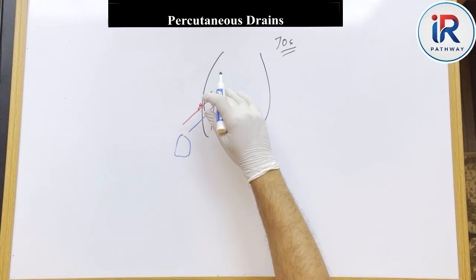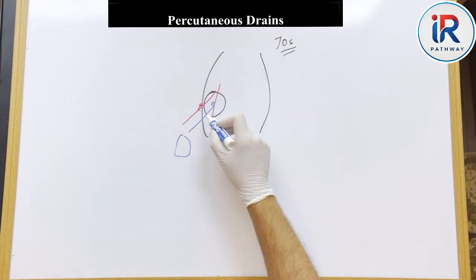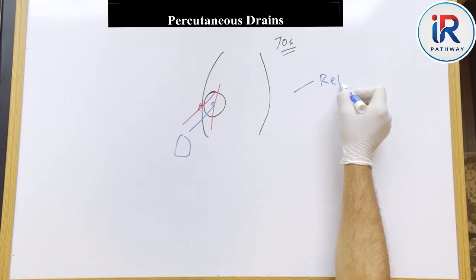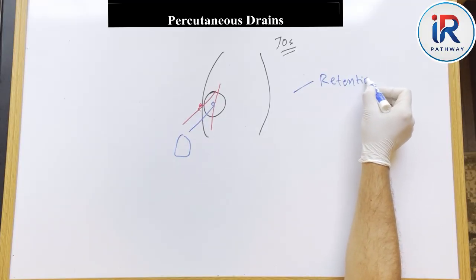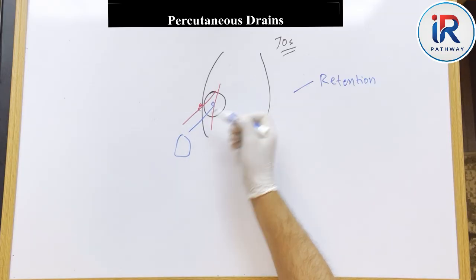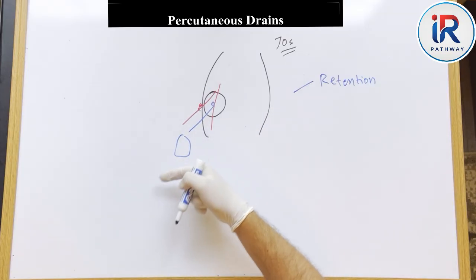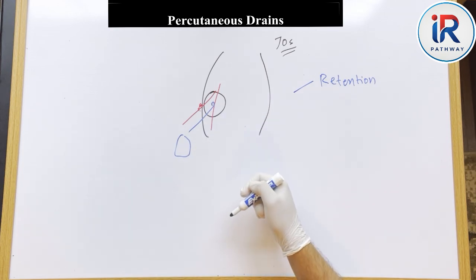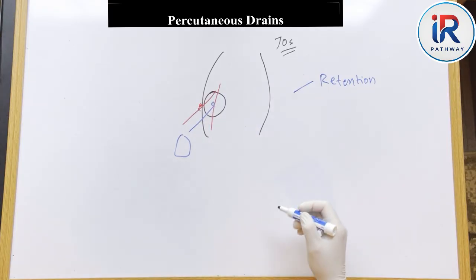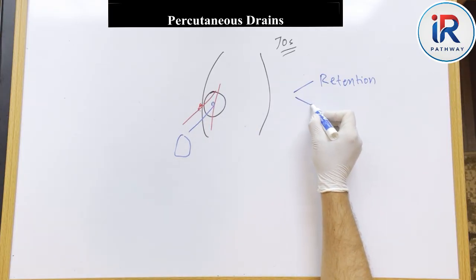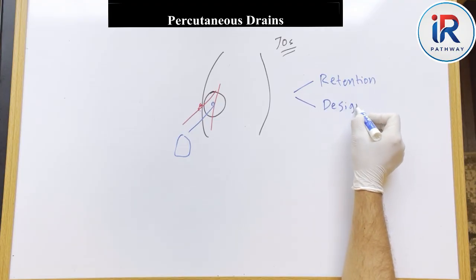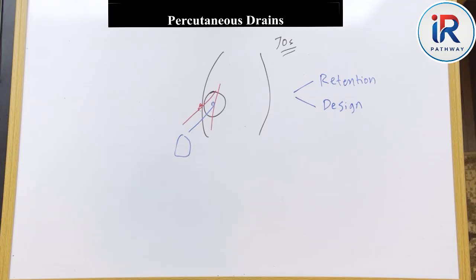Now, two important elements had to be developed for drains to become part of IR. The first was a proper retention mechanism, something that would keep the drain from slipping out once inserted, because if it came out, we would have to either place another drain or even perform surgical exploration again. So, a reliable retention method was essential. The second element, as with anything in IR, was design modifications to suit the different types and uses of drainage.